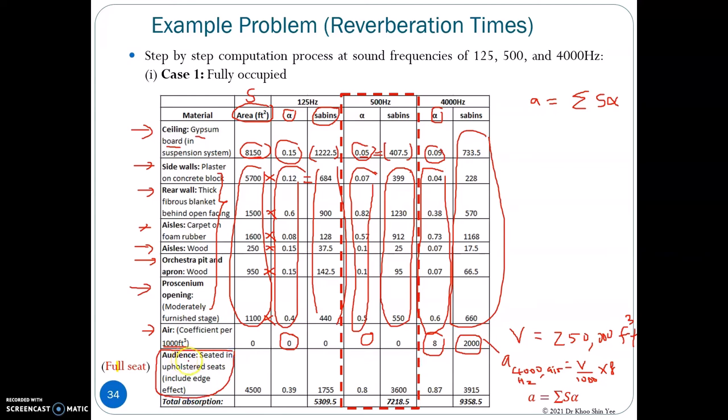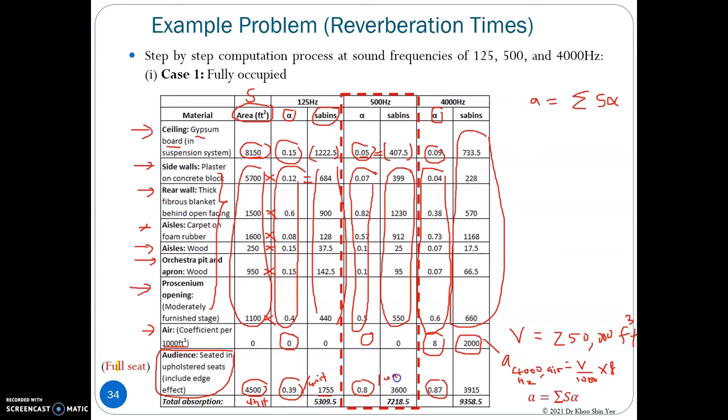In terms of the absorption for the audience, it is counted together with the seat. So for the auditorium, there are total 4500 seats. So the unit is not in feet square, but the unit is in unit. Imagine you have 4,500 seats, therefore the unit will be 4,500 units of the seat. The alpha at low, mid, and high frequency here are per seat or per unit. Therefore, we take 4,500 units of the seat together with the audience, multiply with 0.39, you obtain the absorption here.